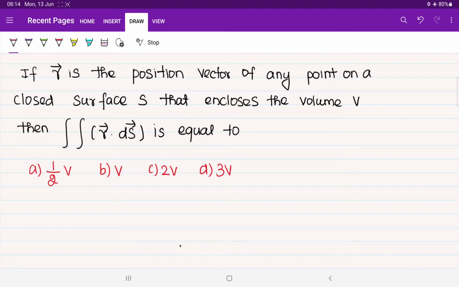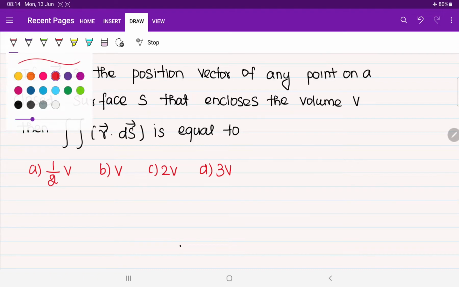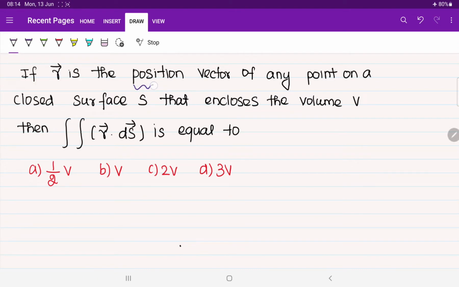Let us see. If R vector is the position vector of any point on a closed surface that encloses the volume V, then the double integral of R vector dot dS vector is equal to what? Some of you might not have any idea. Let me tell you first: whenever they say position vector, it means on a space we are considering some generalized position from the origin.